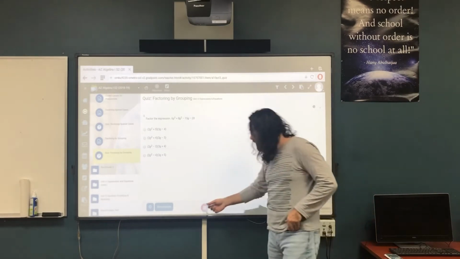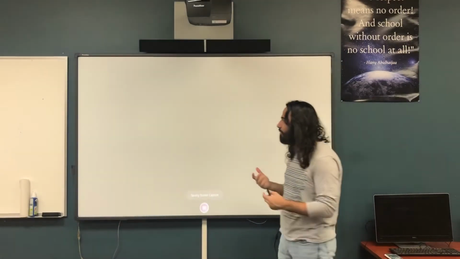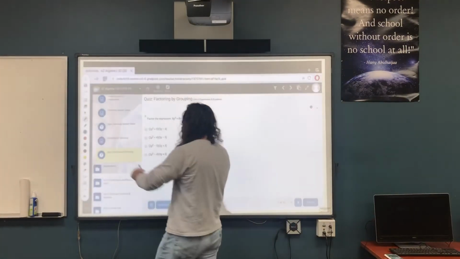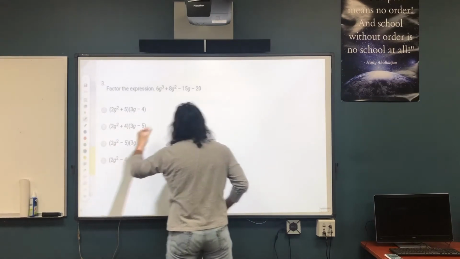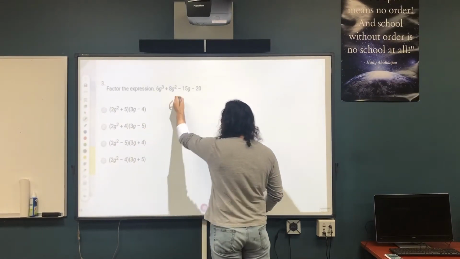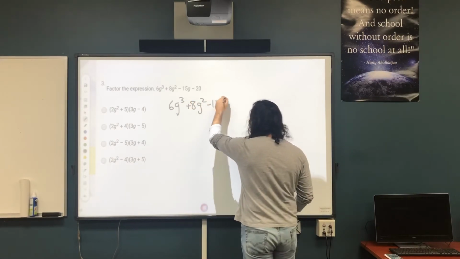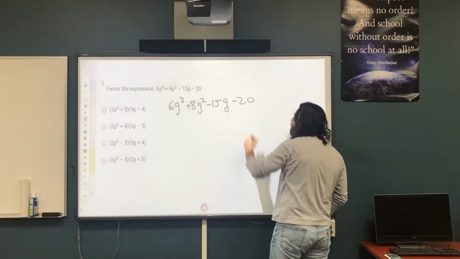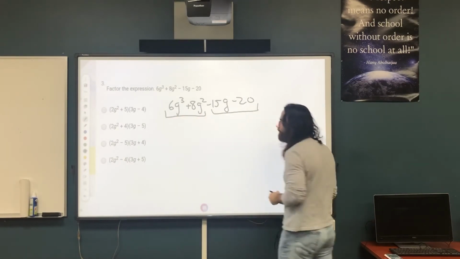Now, this one, we need to factor the expression. Of course, everything here is by grouping, you see? We take two terms together and we group them. So, for example, here we have 6g cubed plus 8g squared minus 15g minus 20. So we take the first two terms and we group the last two terms.